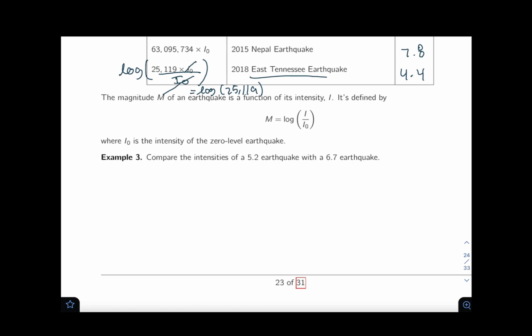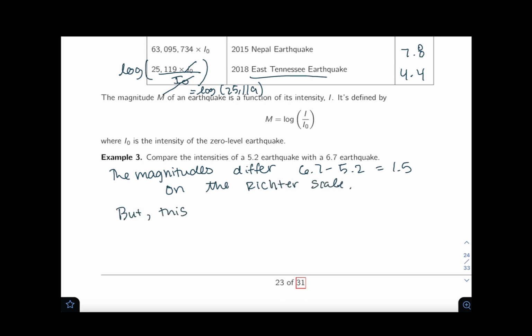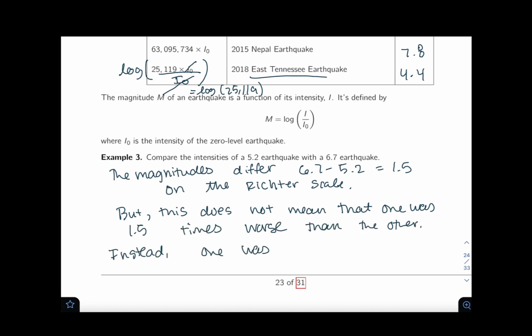We'll use a similar train of thought to compare the intensities of a 5.2 earthquake and a 6.7 earthquake. Right away, we can see that the magnitudes differ by 6.7 minus 5.2, or 1.5 on the Richter scale. But this does not mean that one was 1.5 times worse than the other. Instead, one was 10 to the 1.5 times worse, or about 32 times worse than the other.